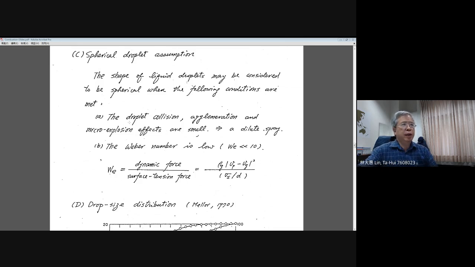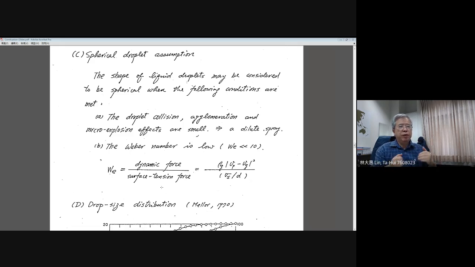You can treat the droplet as spherical when the spray is under dilute spray conditions. The next one: the Weber number is low. Why do we need to bring the Weber number into this assumption? The Weber number is defined as the dynamic force divided by the surface tension force. These two forces have opposite effects. As I mentioned, the surface tension of your liquid tries to maintain your droplet as spherical, to maintain the minimal surface energy.